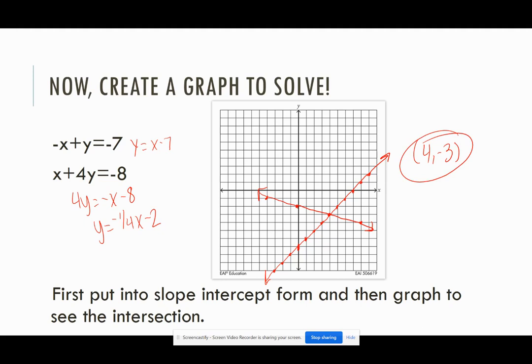And you can check to see if that's correct. You could plug it back in and see if they both work. And also, like I said before, I won't give you one that's infinite or no solution. But if I give you one that's infinite solution, it's going to give you the same equation. If I give you one that's no solution, it's going to be the same slope but different y-intercepts. So you should know that automatically without graphing it. So usually I'm going to give you ones that intersect for that reason alone.